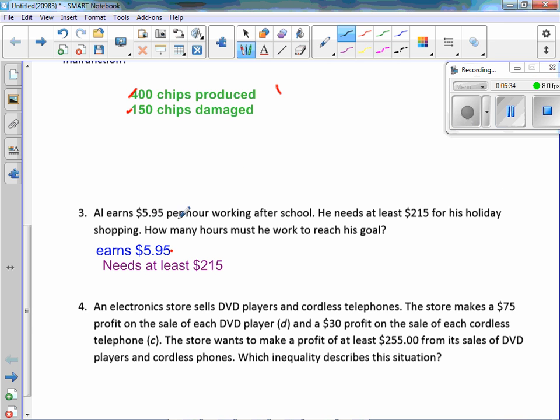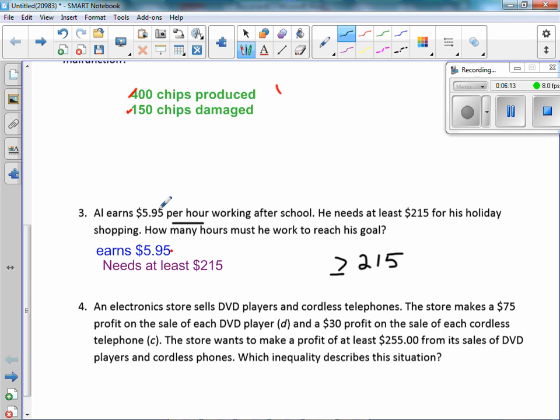Al earns $5.95 per hour working after school. He needs at least $215. So it's $215 or more. Okay, so this amount that he needs has got to be $215 or more. So the larger amount is to the left. Okay, for his holiday shopping. How many hours must he work to reach his goal?